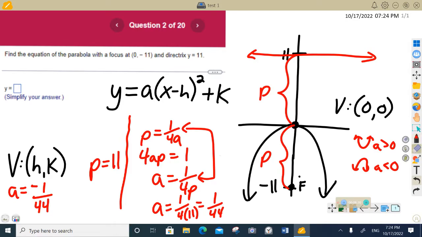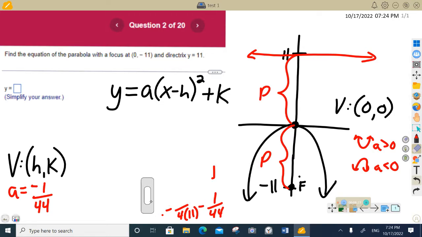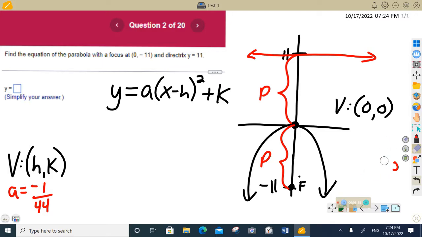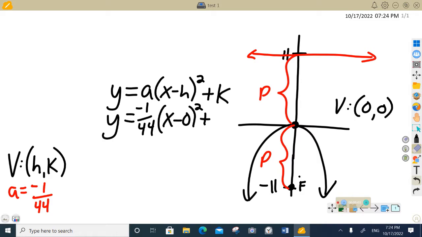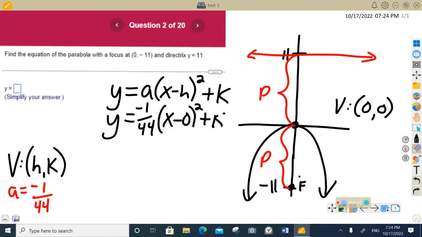So let me erase some of this. All right. Oh, that's nicer. Learning the board, y'all. Let's go ahead and get rid of that.